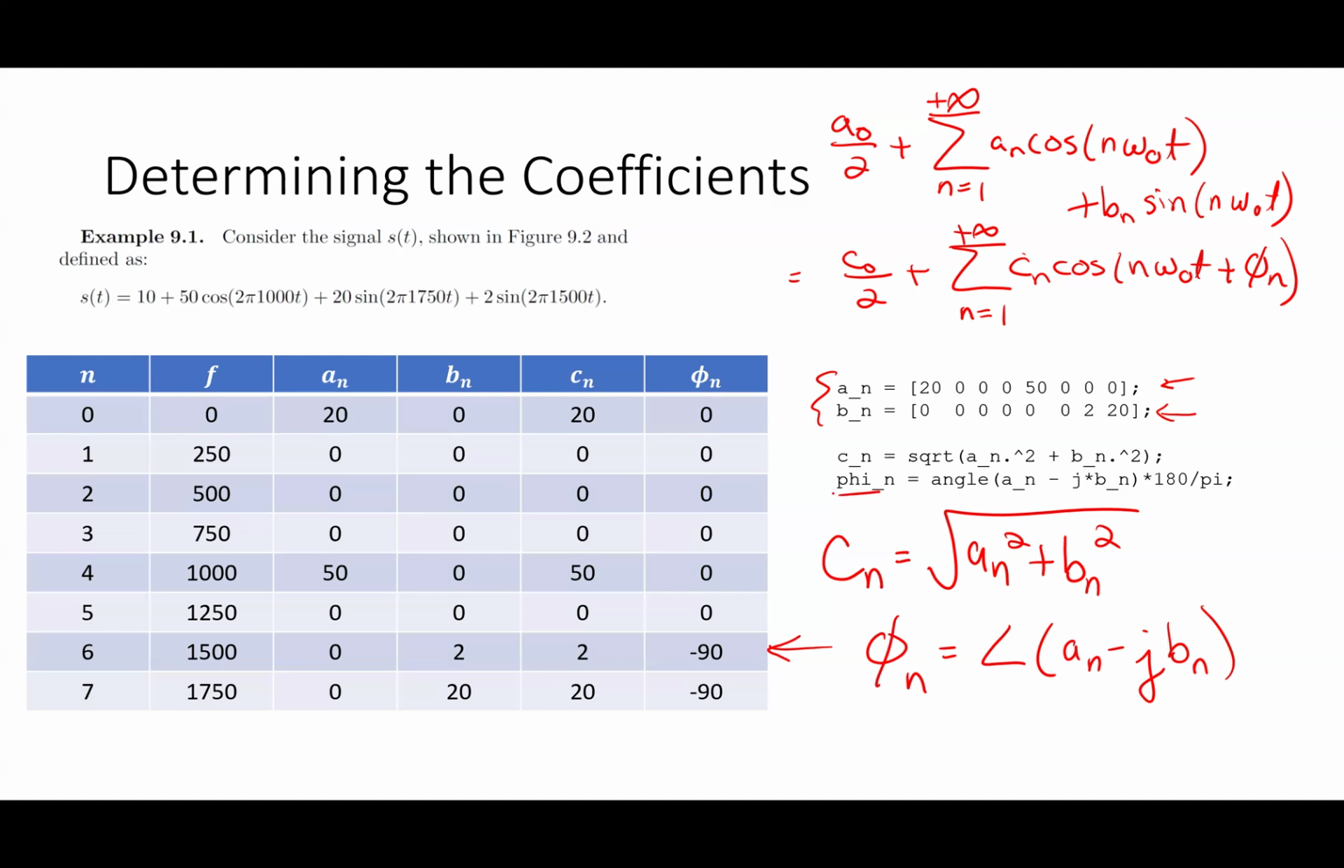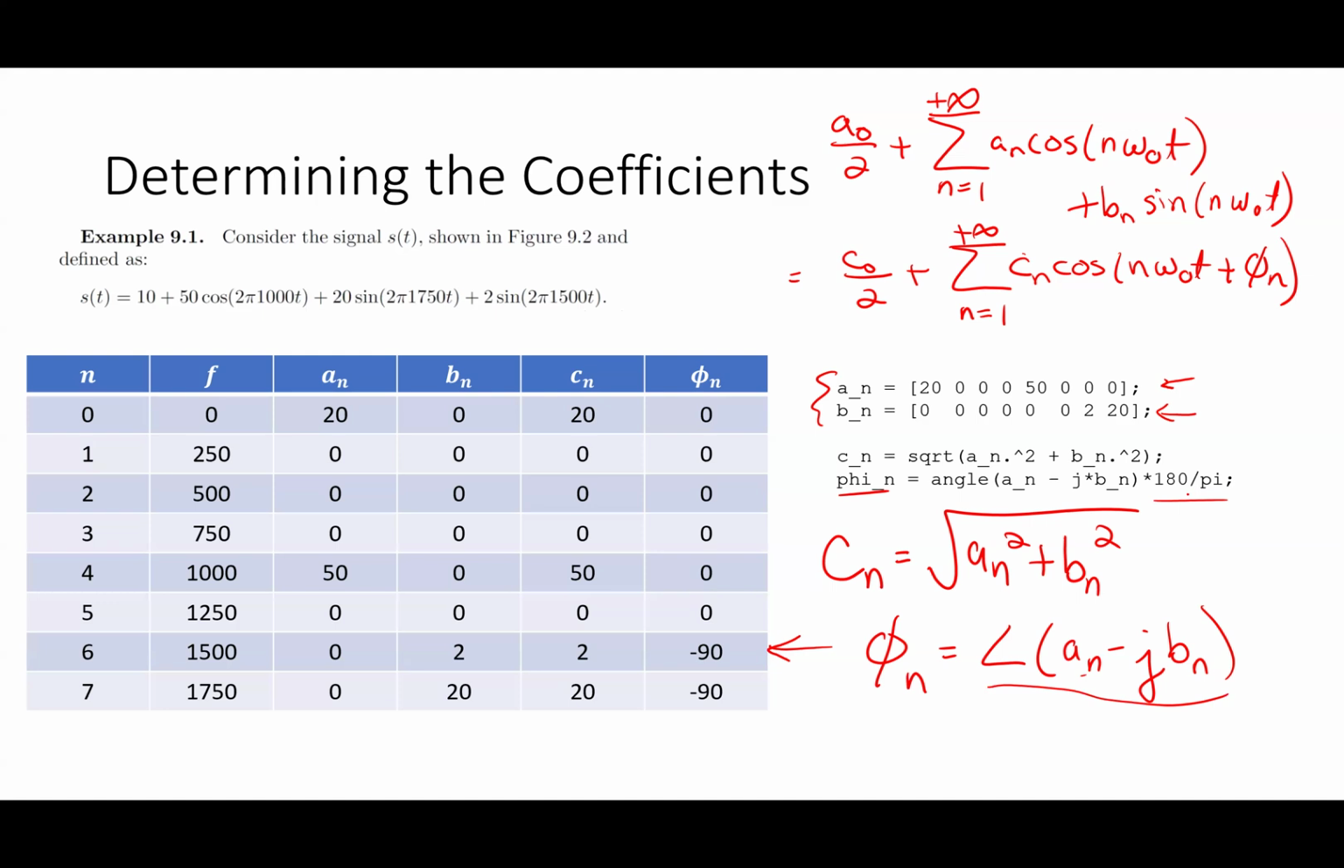And then here I made the phi sub n values by implementing this. I took the angle of the vector an minus j times bn. And then I multiply by 180 over pi because I like degrees. So when I went through this, these are the amplitudes that I got. Here are the angles I got. So these two have angles of minus 90 degrees.